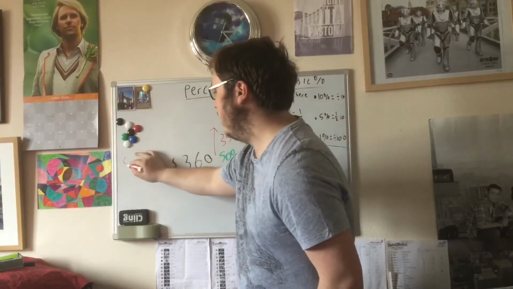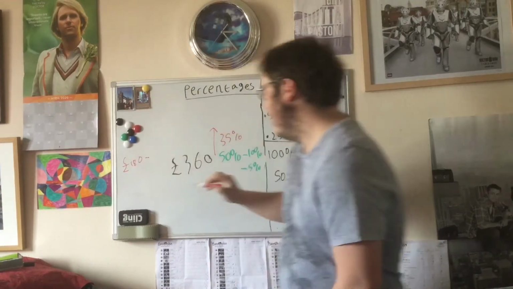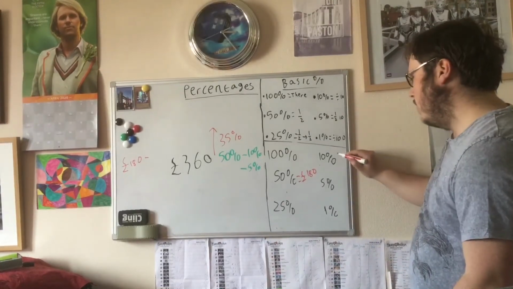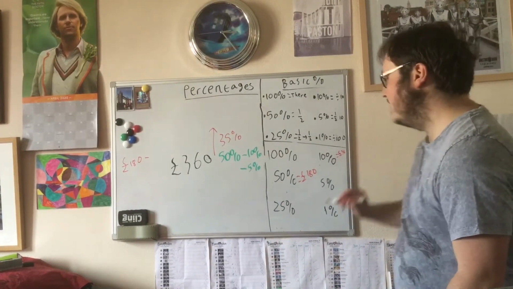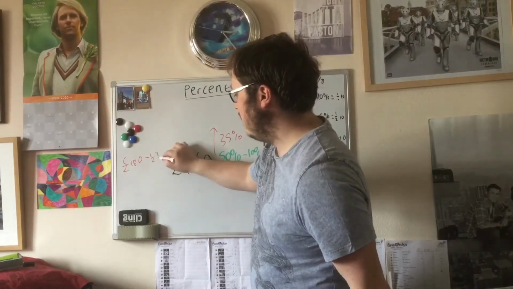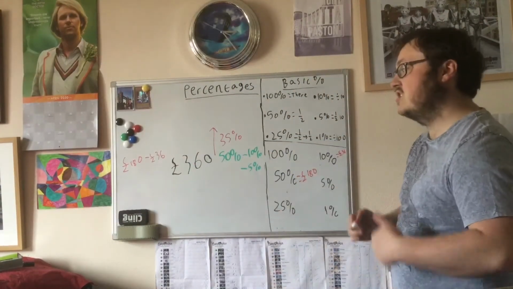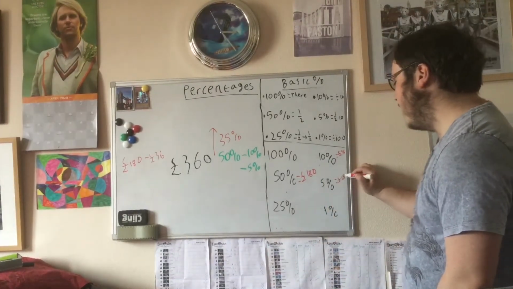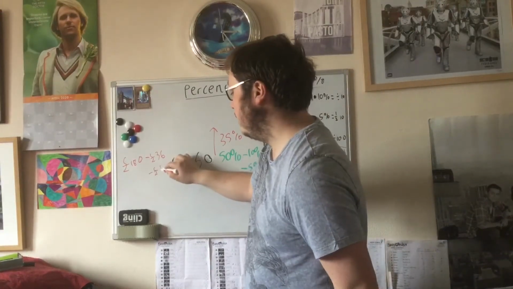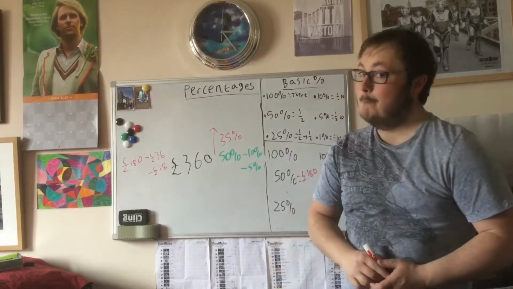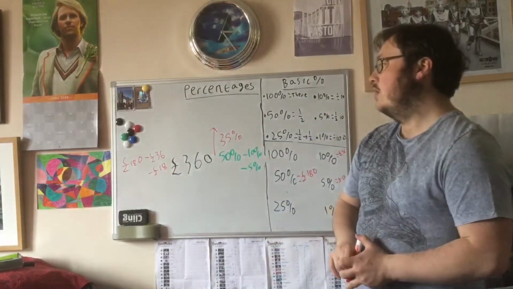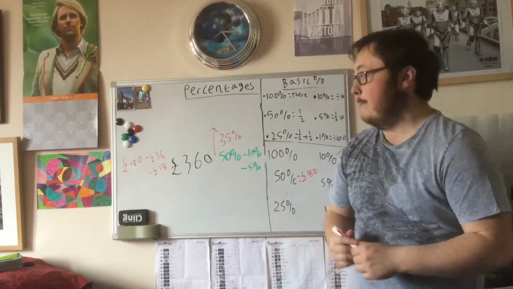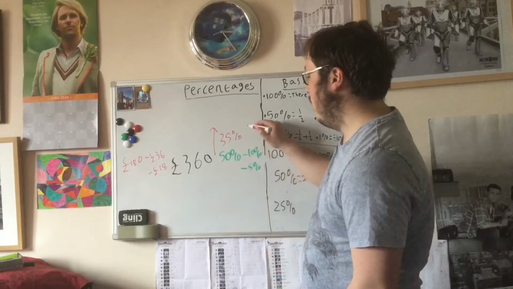So I'll write that here. 180. Then we find 10%. Well, you divide 360 by 10. That will get us £36. And then 5%, you just halve 10%. So what's half of 36? £18. So it's 180 minus 36 minus 18. So what would that be? Well, 180 minus 36 is 144. Minus 18 becomes £126.